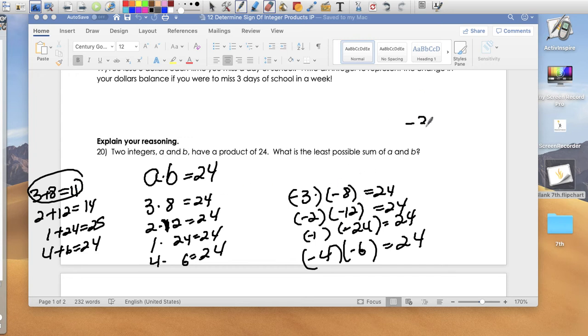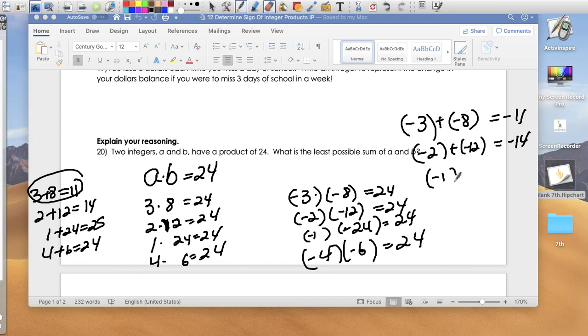So let's add negative 3 plus negative 8. That gives me negative 11. Negative 2 plus negative 12 gives me negative 14. Negative 1 plus negative 24 gives me negative 25. And finally, the last one, negative 4 plus negative 6 gives me negative 10. So really, who is the smallest one? Well, not this guy anymore.